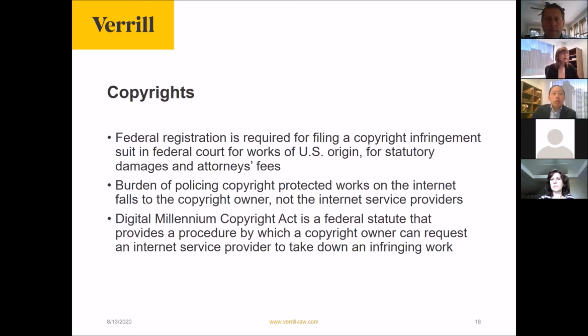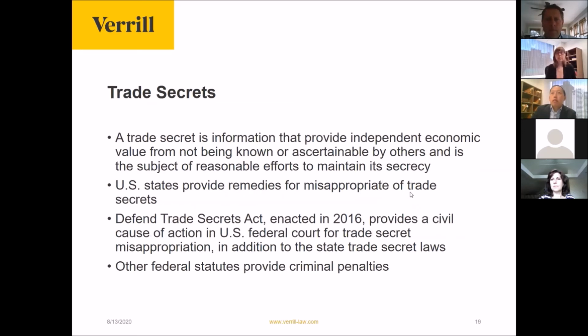And then finally, on the last slide, I believe, I just want to mention a little bit about trade secrets. In the U.S., all of the states provide protection for trade secrets in some manner. Fairly recently, the Defend Trade Secrets Act, enacted in 2016, provides a civil cause of action in U.S. federal courts for trade secret misappropriation, in addition to the state trade secrets. And there are other federal statutes that provide criminal penalties.